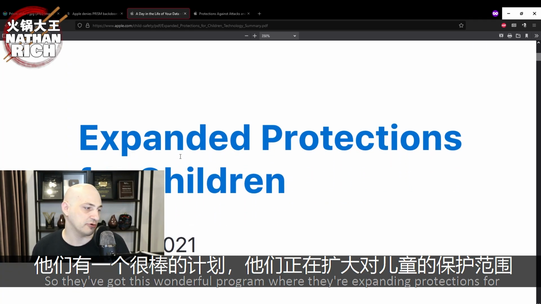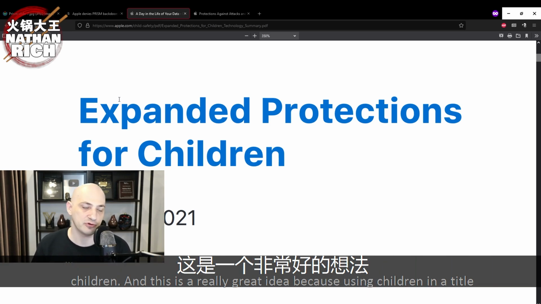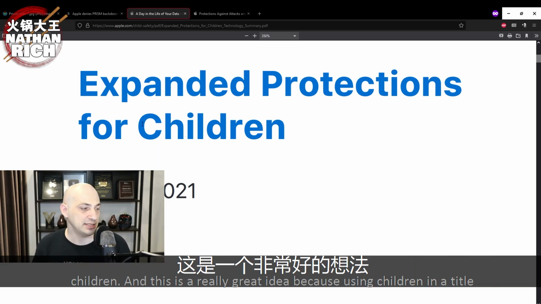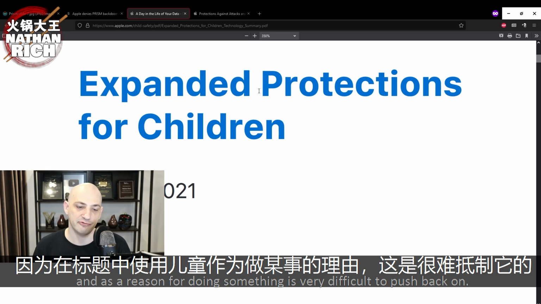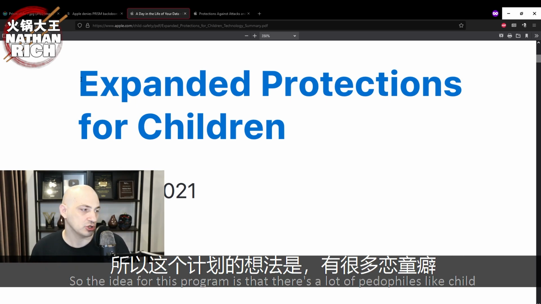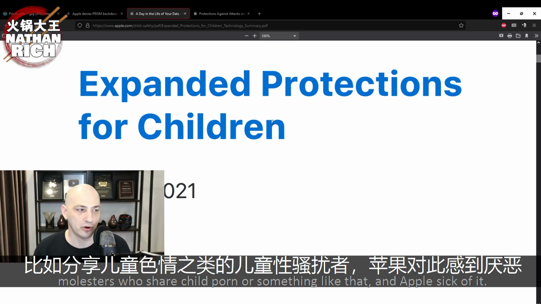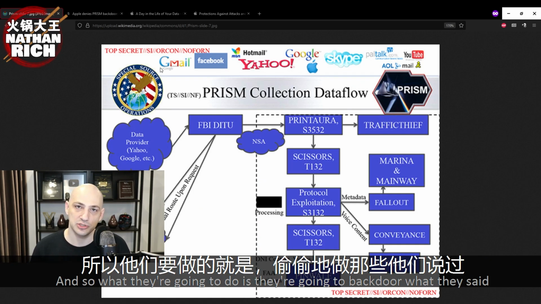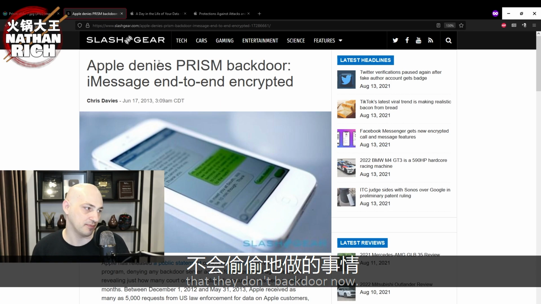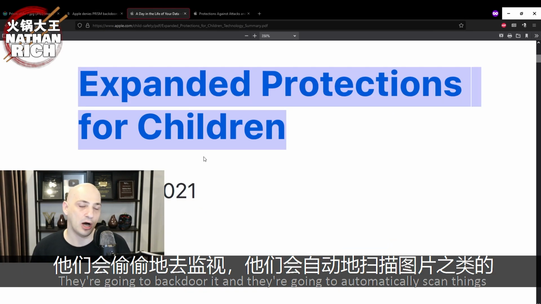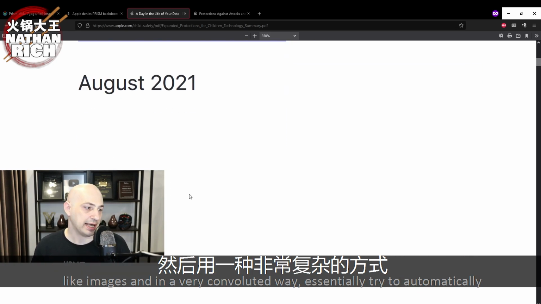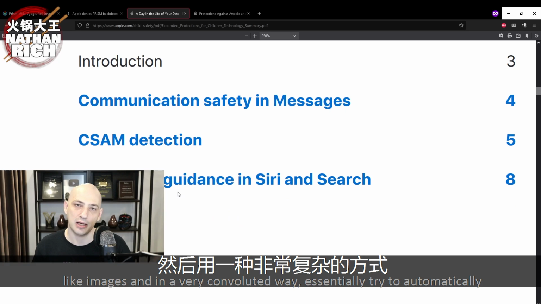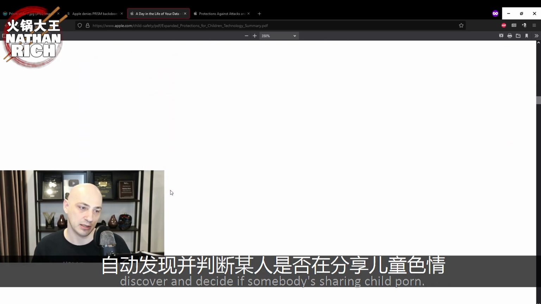So they've got this wonderful program where they're expanding protections for children. And this is a really great idea, because using children in a title and as a reason for doing something is very difficult to push back on. So the idea for this program is that there's a lot of pedophiles, like child molesters, who share child porn or something like that, and Apple's sick of it. And so what they're going to do is they're going to backdoor what they said that they don't backdoor. Now they're going to backdoor it, and they're going to automatically scan things like images, and in a very convoluted way, essentially try to automatically discover and decide if somebody's sharing child porn.